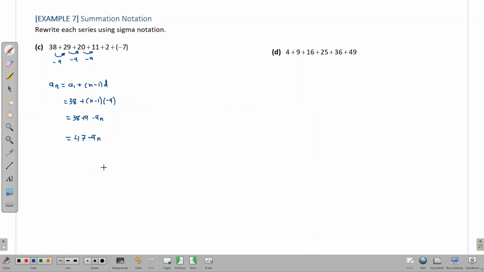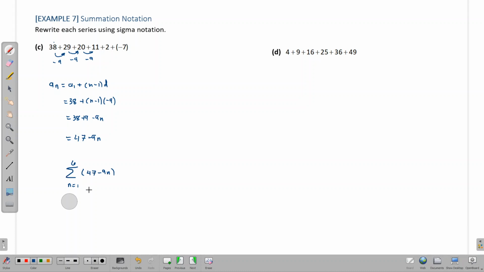This is our generator. Since I've got it with n here, I'm going to use that as my index. So 47 minus 9n. I'm going to start with n equal 1, and I'm going to go up to, well, how many terms do I have? 1, 2, 3, 4, 5, 6 terms. So this would be one possible answer, but as with all of them, it's not the only one.